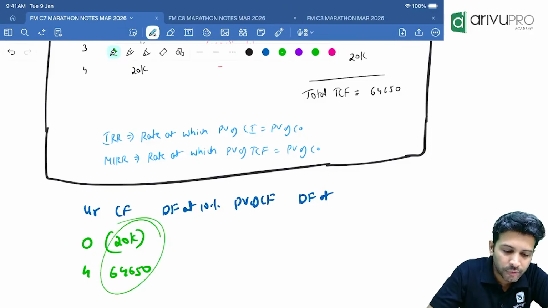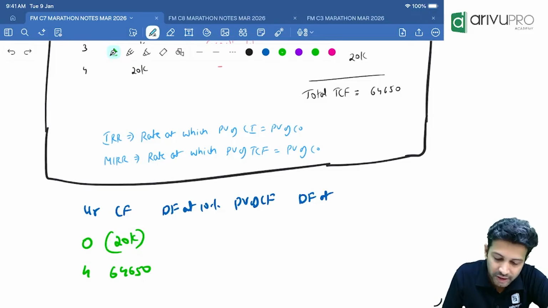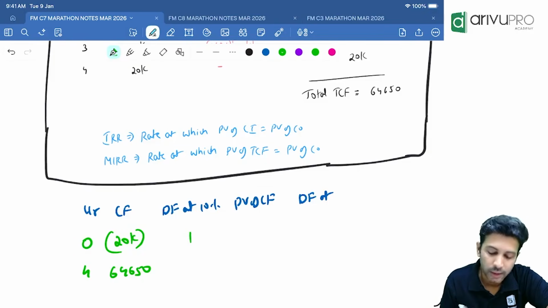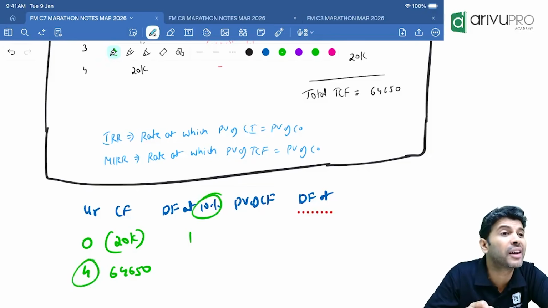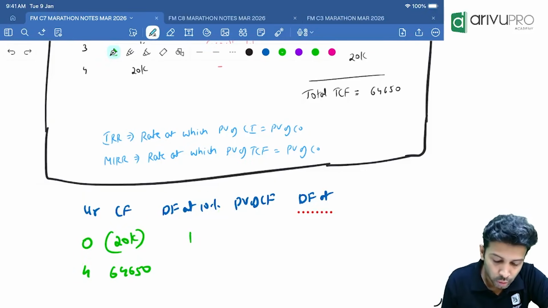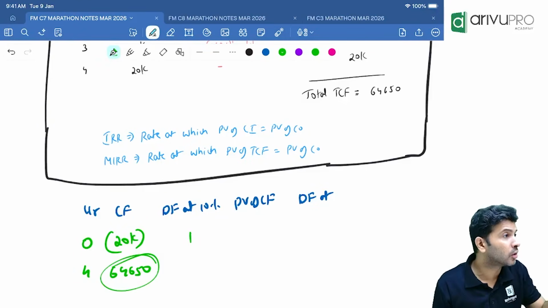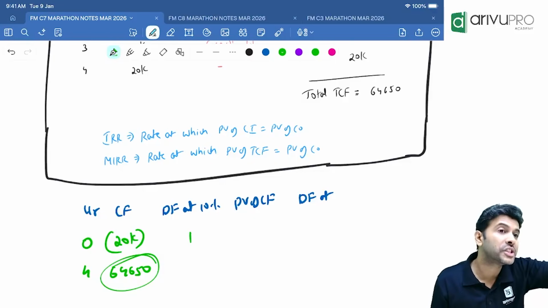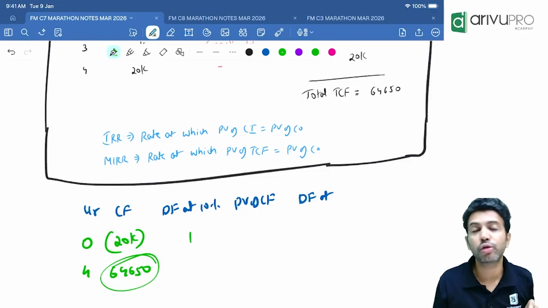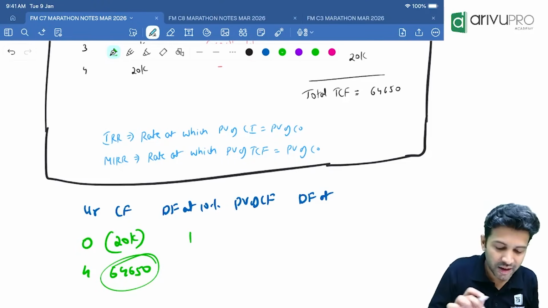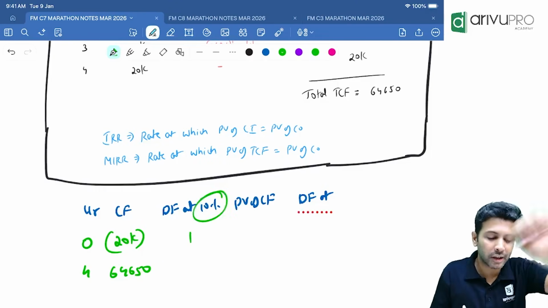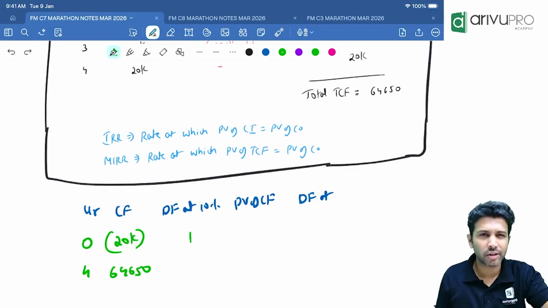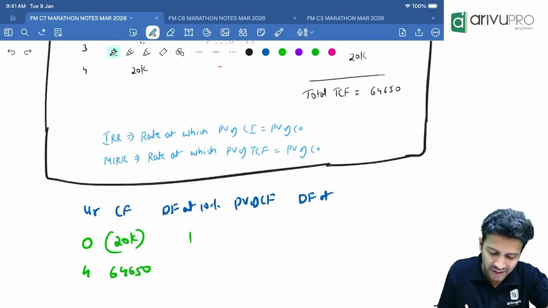Okay? So since we have assumed 10%, at year 0 the discount factor is 1. At 10%, give me the 4th year PVAF or PVIF. You will not get 64,650 every year. You will get it once, in the 4th year. That means we have to use PVIF. How do you get PVIF? 1 divided by 1.1, press the equals button 4 times. How much is that? 0.9090, 0.8264, 0.7513 and 0.6830.